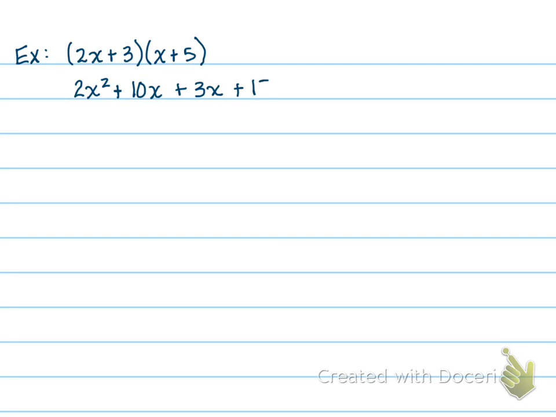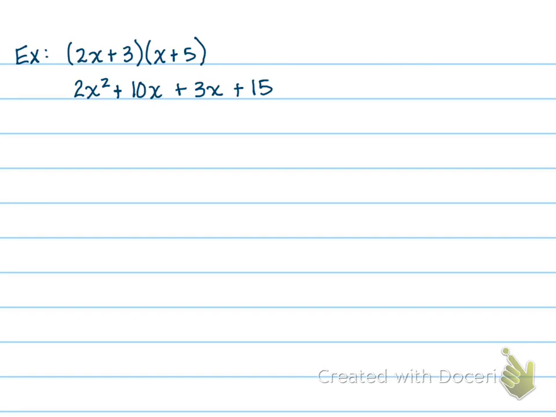So let's look at how we multiply to get 3-term polynomials first. If I was multiplying 2x plus 3 times x plus 5, we would get 2x squared plus 10x plus 3x plus 15.